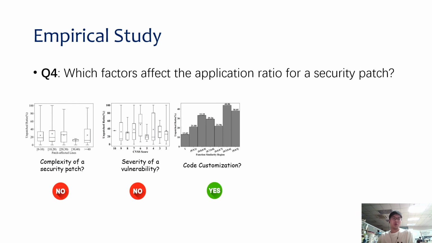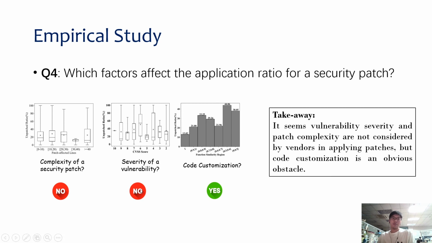Also, we want to know what causes a burden for vendors to timely apply patches from an outside view. It seems that vendors do not care much about patch complexity and severity of a vulnerability. While the result shows that code customization does influence the patch behavior of vendors, we shared these results with testing teams in some vendors. They said that customization does increase the difficulty of applying patches, and they show great interest in patch presence test tools like BScout.